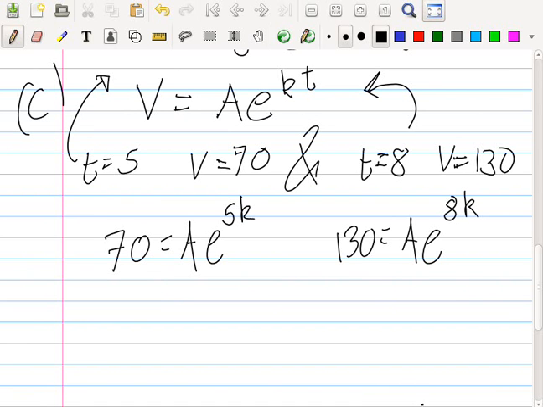We have two equations and two unknowns, and this should remind you a little bit of the geometric worksheet. Any ideas how I could solve these two? Divide them. Which one do I put on top? The bigger power, yeah.